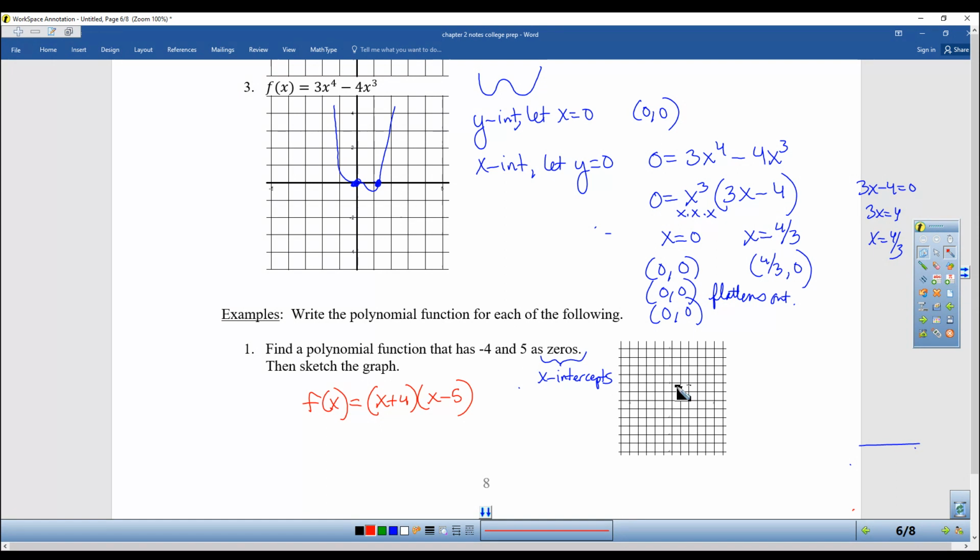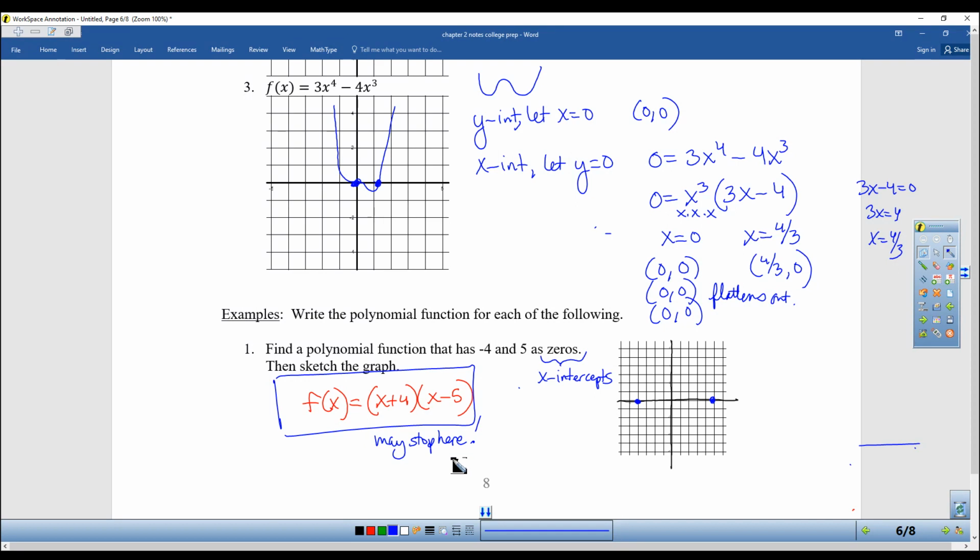Sketch the graph. So there's a 0. Oh, it's really hard to see the axes, so I'm going to fill them in because I made the graph really small. So there's a 0 at -4 and a 0 at 5. So how did we graph before? We knew the basic shape. So this is going to be parabolic. You don't have to multiply it out. You may stop here. You did it. You found a polynomial function.